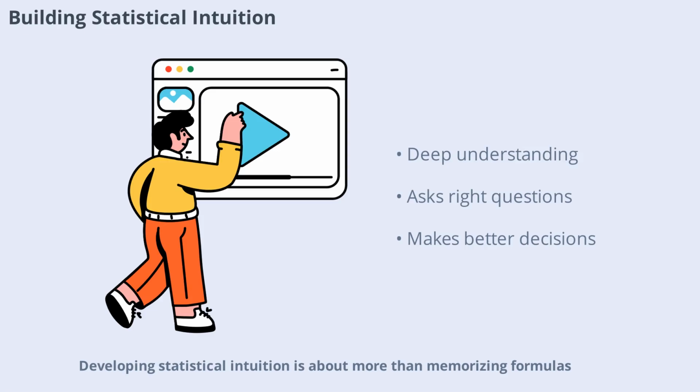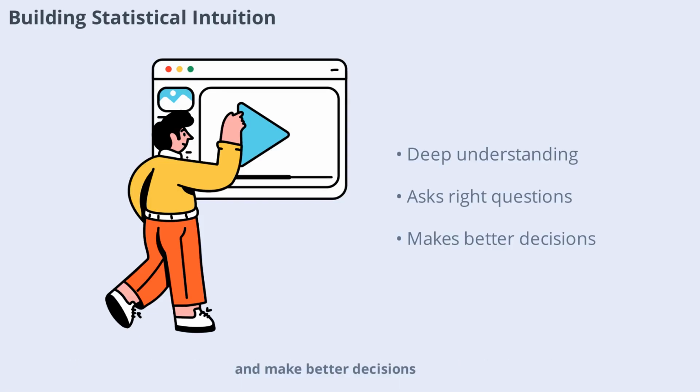Developing statistical intuition is about more than memorizing formulas. It's about understanding concepts deeply and knowing when and how to apply them. Data scientists with strong intuition can spot issues, ask the right questions, and make better decisions.